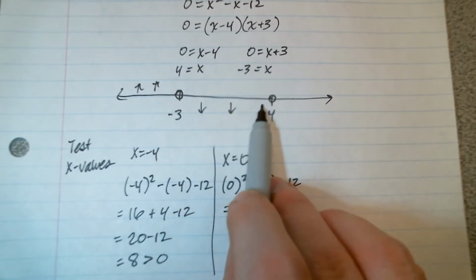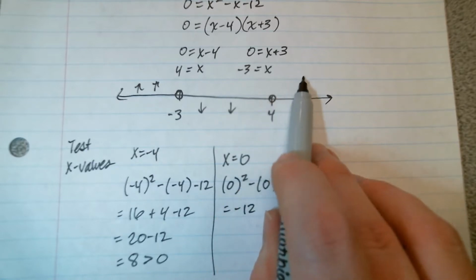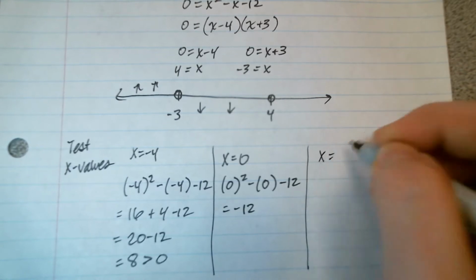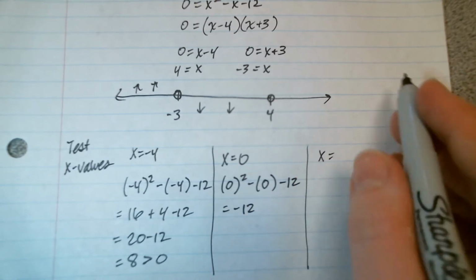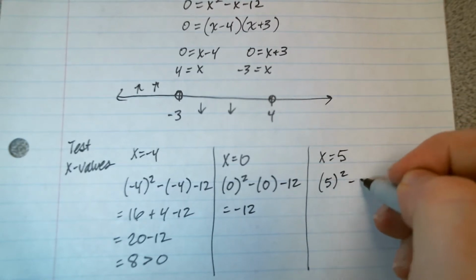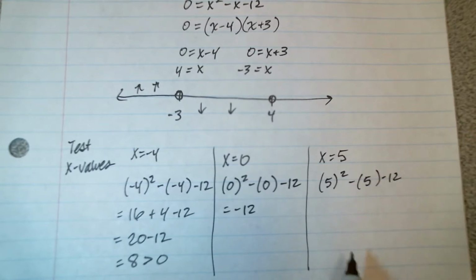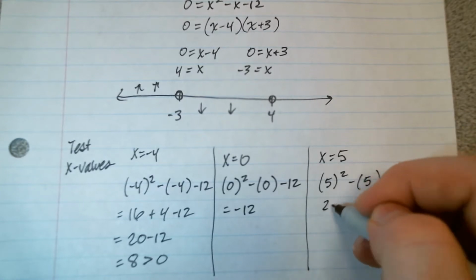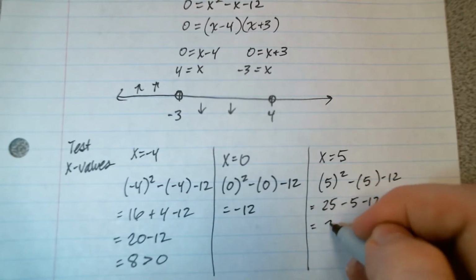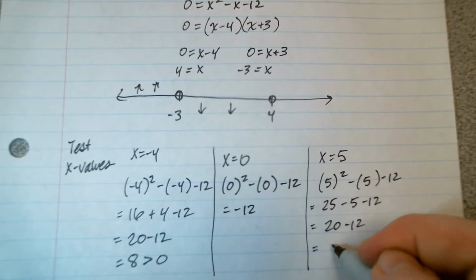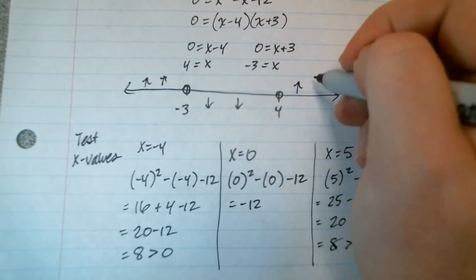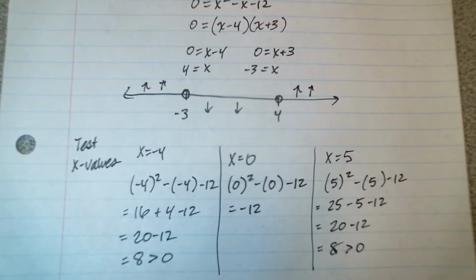Again, this graph could just touch and turn, or it could actually cross, so I still have to test this region here. Choose an x value that is larger than 4. Pick an easy number. I'll choose 5. Again, substitute that into the polynomial in question to determine if we get a positive or negative value. And we got 8 again, which is positive. So the polynomial is above the x-axis over here.